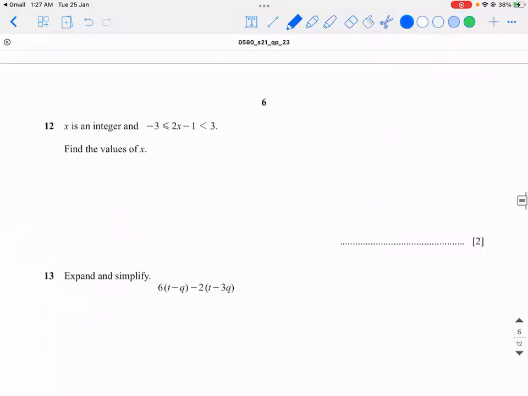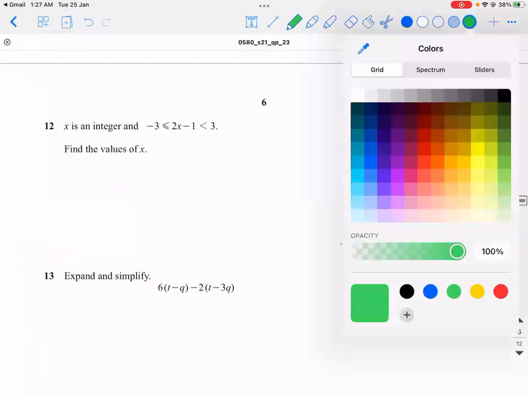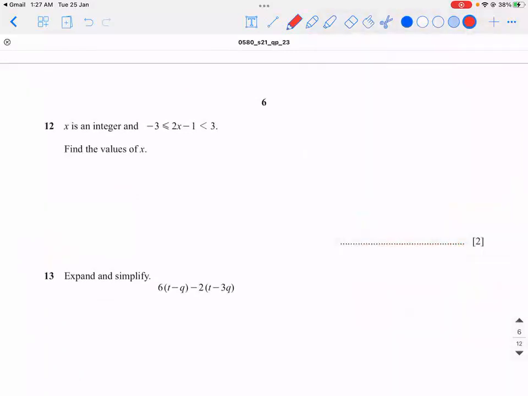Now, next is a question from inequality. In this question, x is an integer that satisfies this inequality: minus 3 less than or equal to 2x minus 1 less than 3. Find the values. First you have to develop an inequality in terms of x. First you solve this in terms of x. We need x, so definitely in the middle part, it is 2x minus 1.